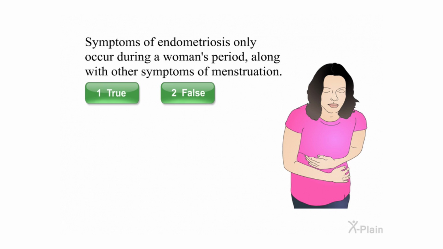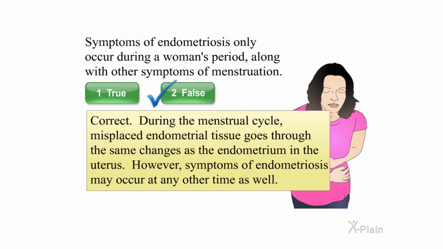Symptoms of endometriosis only occur during a woman's period, along with other symptoms of menstruation. Select true or false. Correct. During the menstrual cycle, misplaced endometrial tissue goes through the same changes as the endometrium in the uterus. However, symptoms of endometriosis may occur at any other time as well.